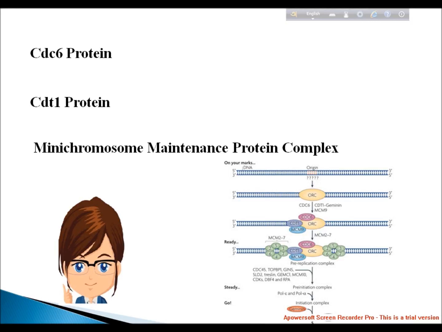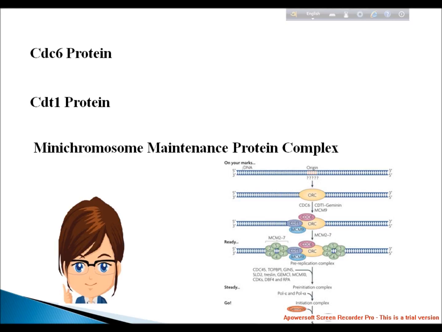CDC6 requires ORC in order to associate with chromatin and is in turn required for the mini chromosome maintenance proteins, MCM2-7, to bind to the chromatin. The ORC-CDC6 complex forms a ring-shaped structure and is analogous to other ATP-dependent protein machines. The levels and activity of CDC6 regulate the frequency with which the origins of replication are utilized during the cell cycle.